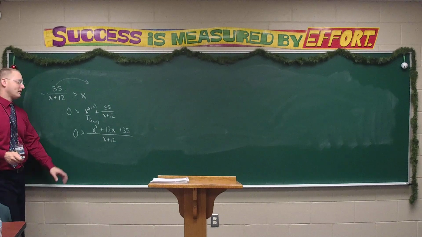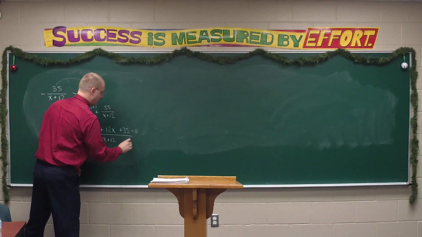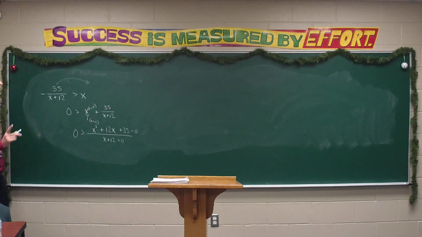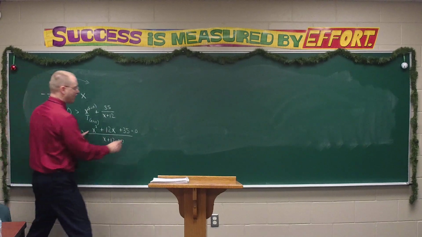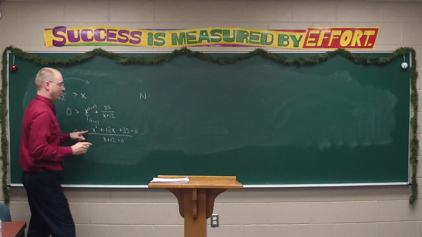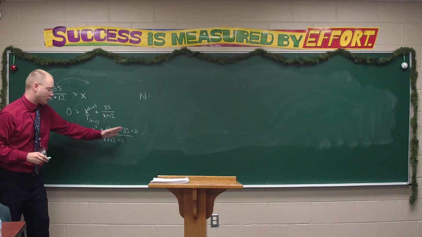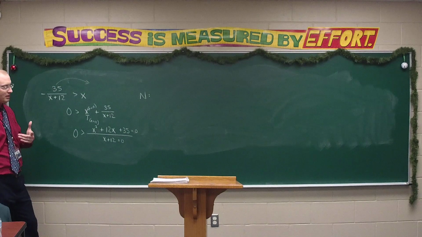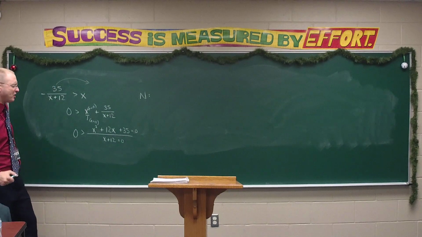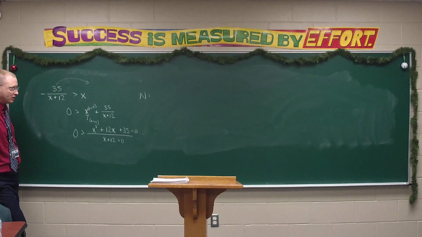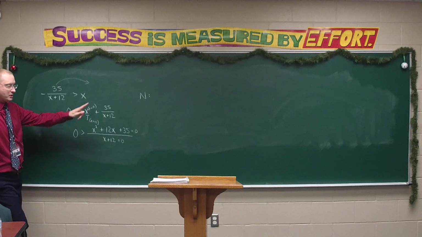At this point, I'm ready to set numerator and denominator to 0. But unlike the homework problems, the numerator this time, class, is quadratic. I've got the x squared. So I'm actually going to get a couple of numerator separator points. Since it's quadratic, I'm going to need to do backwards FOIL. We could probably do that in our head. What are our factors? X plus 7 and x plus 5, right?